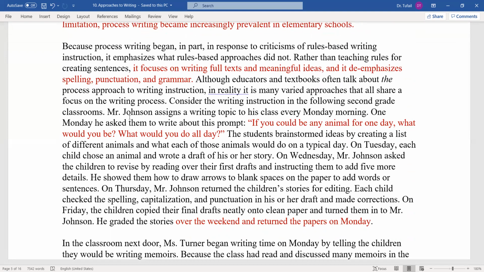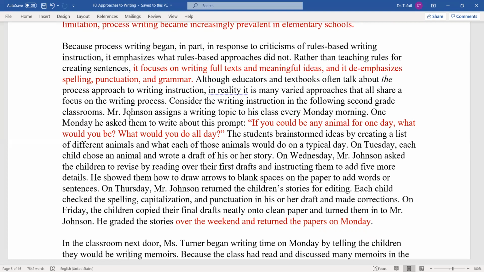So the students will brainstorm. They will make a list of different animals, and they would think about what the animals do on a daily basis. So they would choose one animal and then write the draft of their story. On the next day, Tuesday, each child chose an animal and wrote a draft of his story.